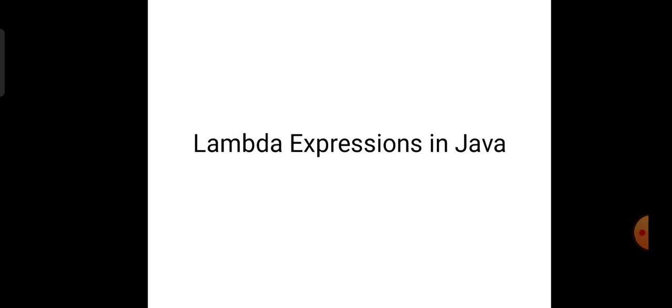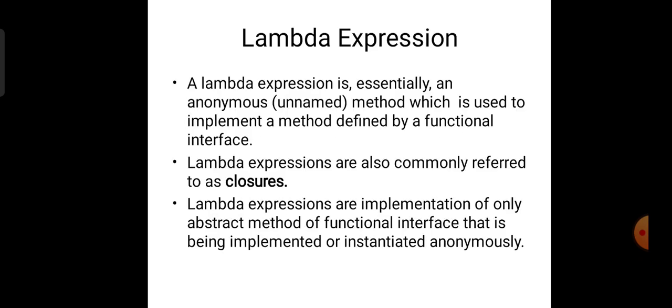Now we are discussing the topic Lambda expression in Java. Lambda expression is an advanced concept for advanced Java programming. Lambda expression is an unnamed method which is used to define functional interfaces. These expressions are implemented only for the abstract method of functional interfaces, that is being implemented or instantiated by the unnamed method. Lambda expressions are also commonly referred to as closures. So a closure is a lambda expression in Java programming.